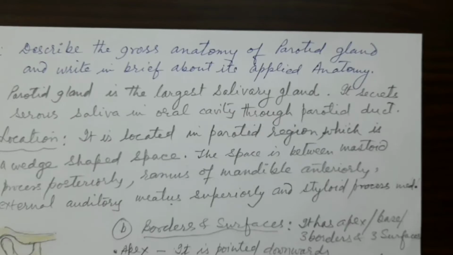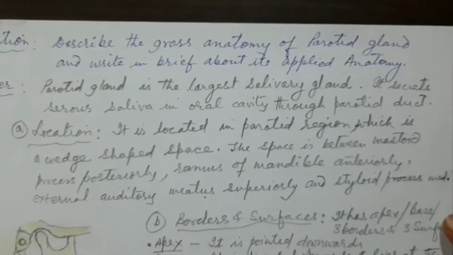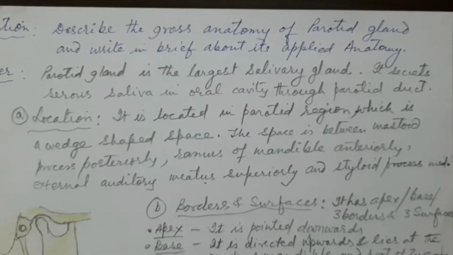And this saliva from the parotid gland, though it is outside the oral cavity, goes through the duct that is called the parotid duct, and it opens in the oral cavity. So the saliva comes to the oral cavity. Let us see the location of this gland, where the parotid gland is located. Now this parotid gland is located in the parotid region, and this parotid region is a vase-shaped space.